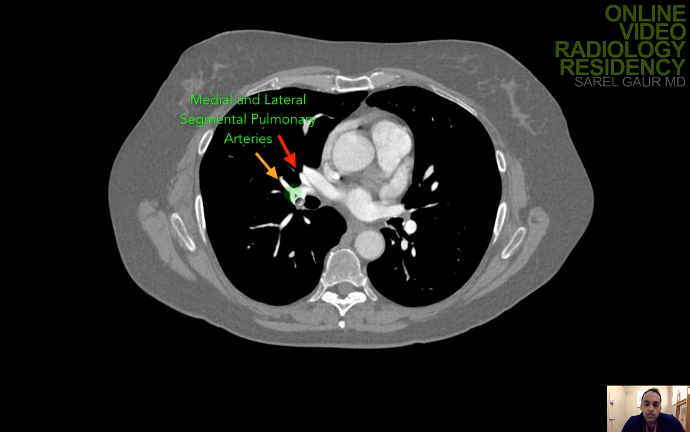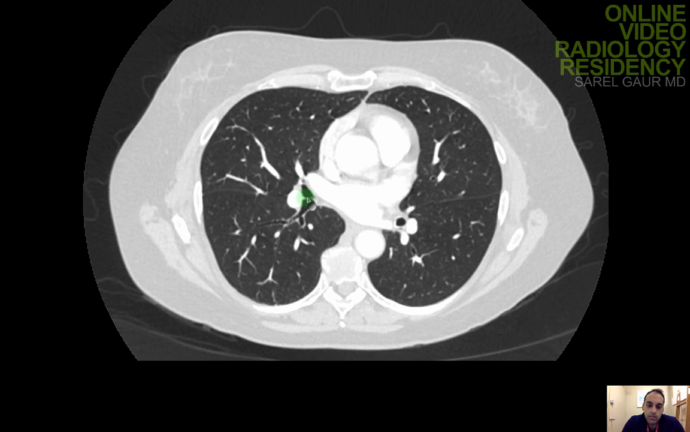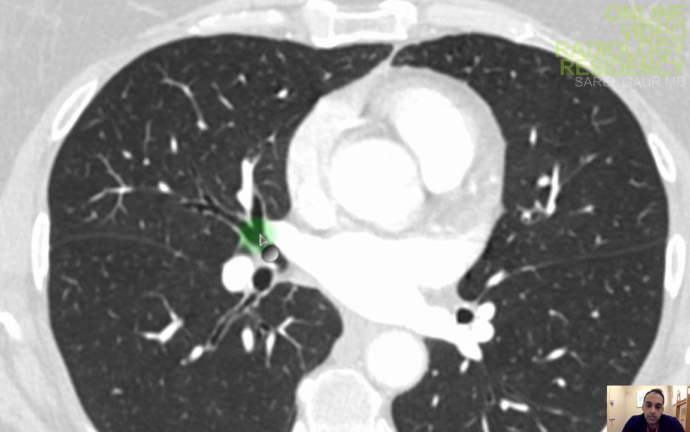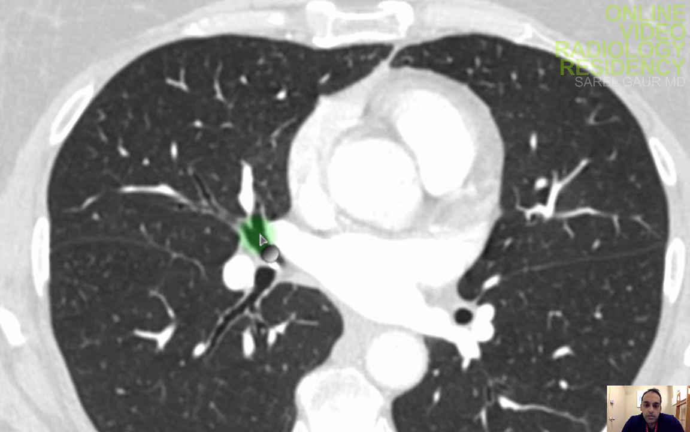And let me just check to make sure. Now we're in the middle lobe, so they should be lateral to the airway. And I'm just going to switch my windows. And you can see here that this artery is just a little bit lateral of this airway. These are the middle lobe segmental structures, bronchopulmonary segments.